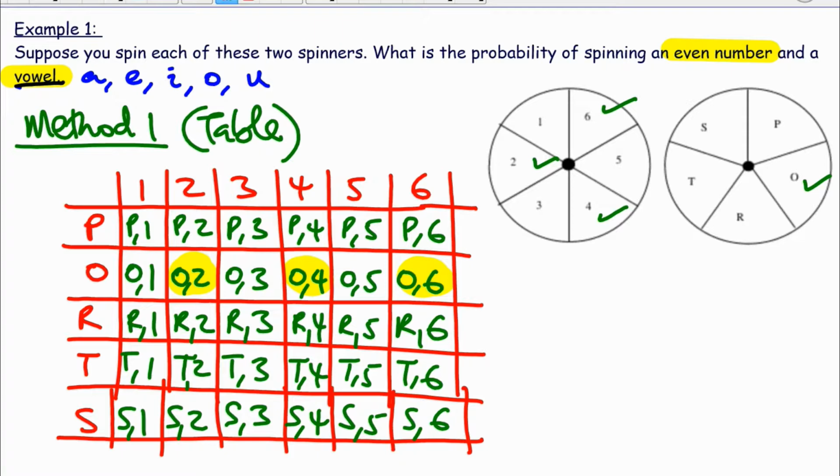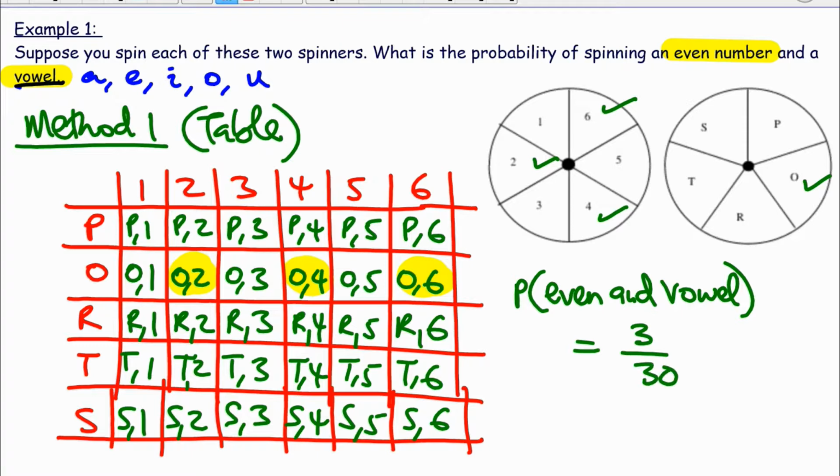So the probability of an even and a vowel will be equal to 3 ways on how that can happen out of 30 possible outcomes. Of course, here you can see we have 30 possible outcomes. All these guys here are the possible outcomes, and they are 30 of them. Okay, and you can simplify your answer to 1 out of 10.